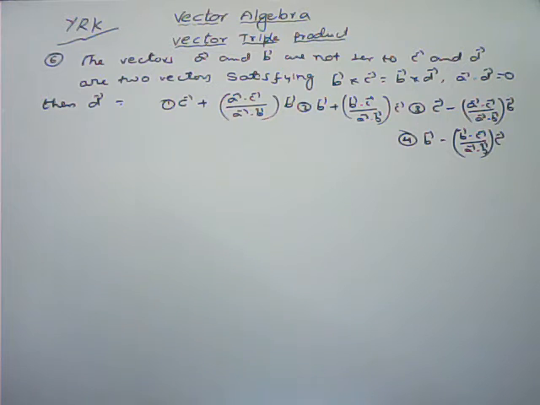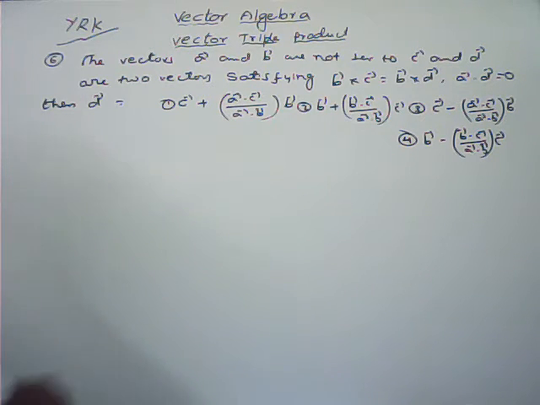Next one, the vectors A bar and B bar are not perpendicular to C bar and D bar. Two vectors satisfying B bar cross C bar is equal to B bar cross D bar. And A bar dot B bar equals to 0, then D bar is equal to, here four options are given.